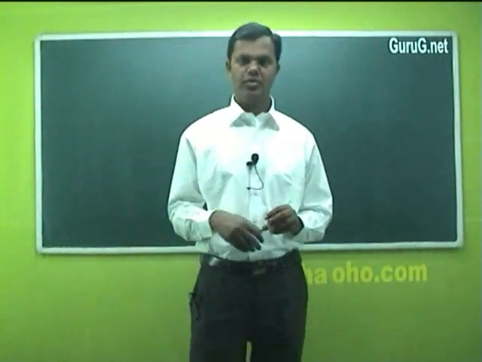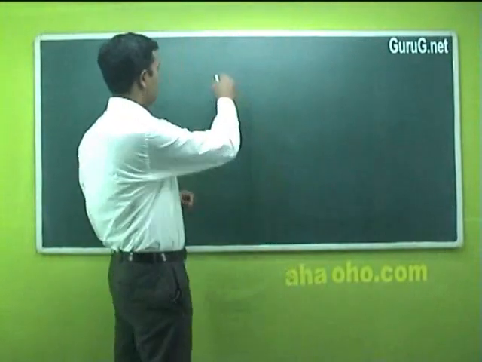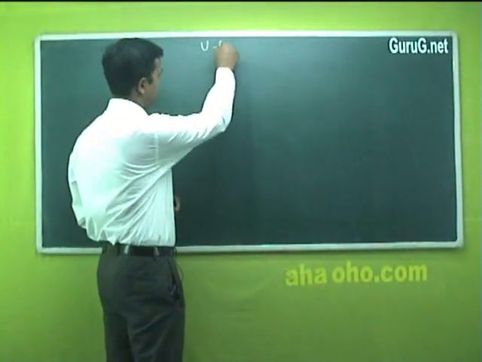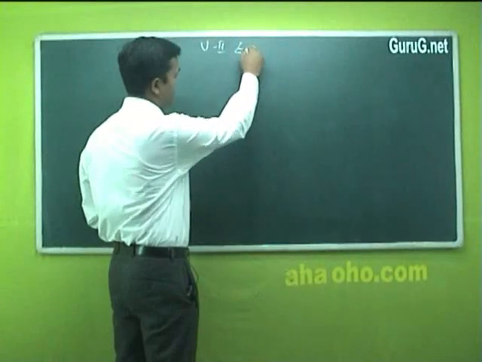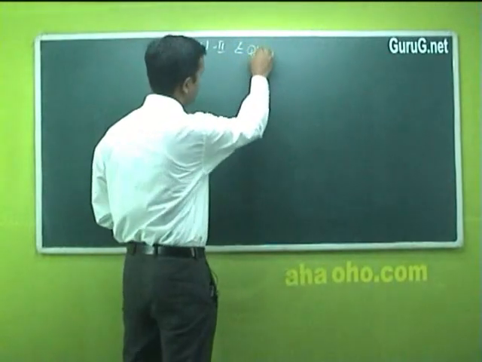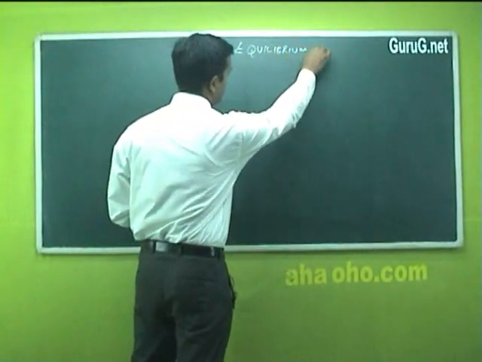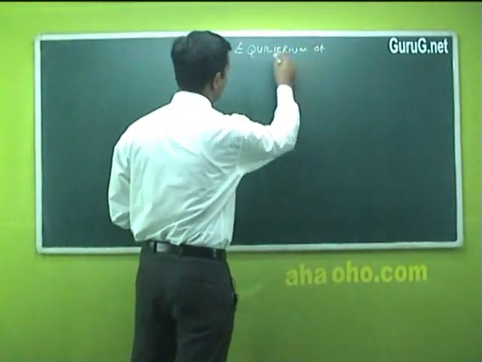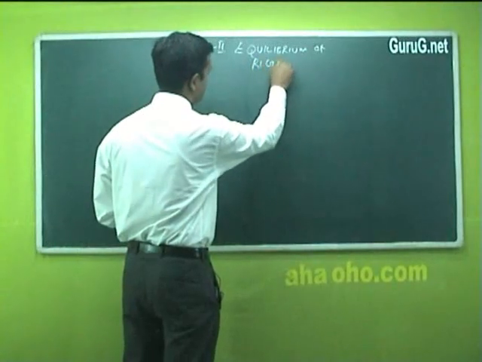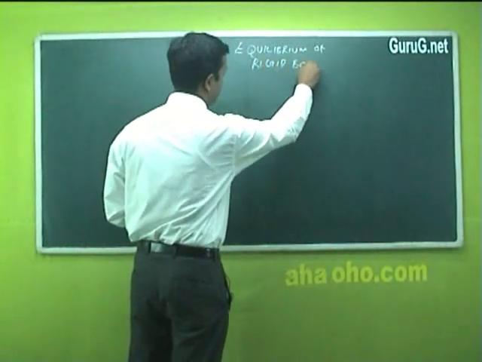And now I am moving on to unit number 2, which is known as the equilibrium of rigid bodies.